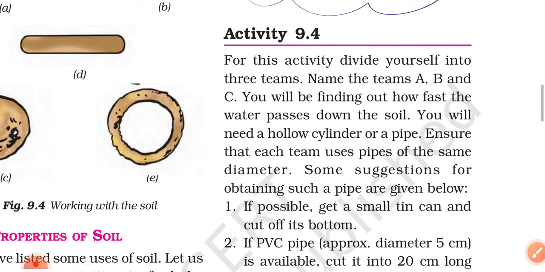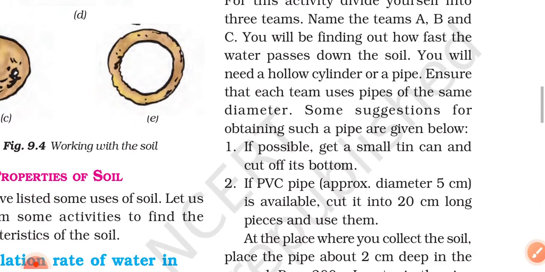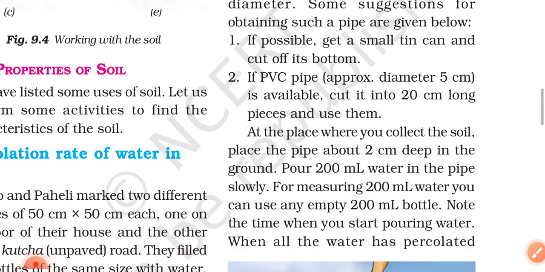You will need a hollow cylinder or a pipe. Ensure that each team uses a pipe of the same diameter. Some suggestions for obtaining such a pipe are given below. If possible, get a small tin can and cut off its bottom. If a PVC pipe of approximately 5 cm diameter is available, cut it into 20 cm long pieces and use them.